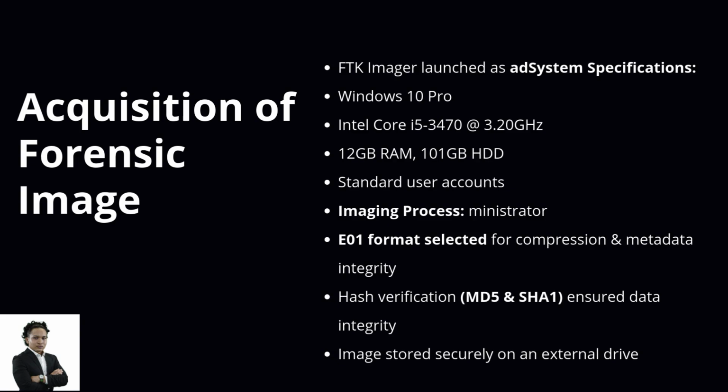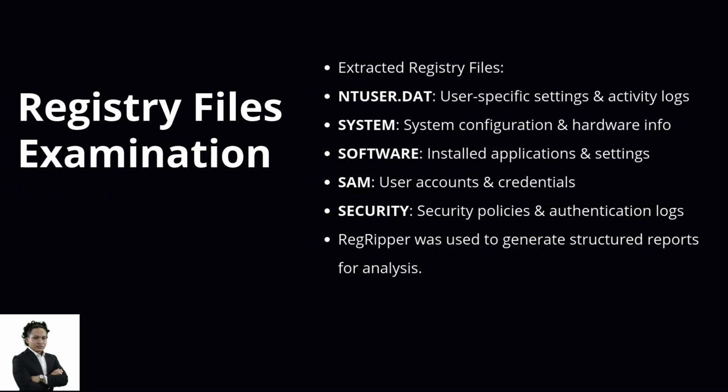Using FTK Imager, an E01 format forensic image was created to maintain data integrity. Hash verification with MD5 and SHA-1 ensured the image remained unaltered. Key registry files extracted from the image included NTUSER.DAT, user preferences, recent files and application usage; SYSTEM, system configurations and startup settings; SOFTWARE, installed applications and Windows version data; and SAM, user account credentials and login history, security policies and audit settings. RegRipper was used to extract relevant forensic artifacts from these files.